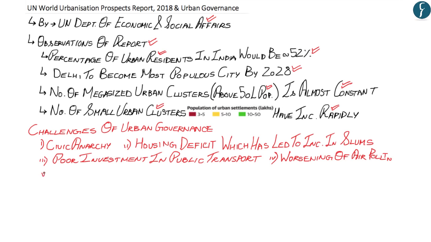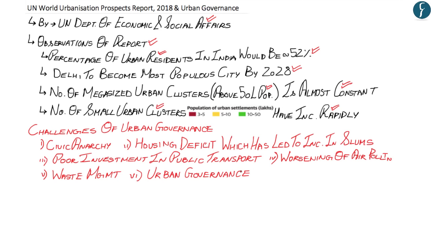The fifth challenge highlighted in the article is waste management, wherein according to the article, most cities in India are unable to collect and dispose of municipal waste in a scientific manner. The sixth challenge highlighted in the article is urban governance.